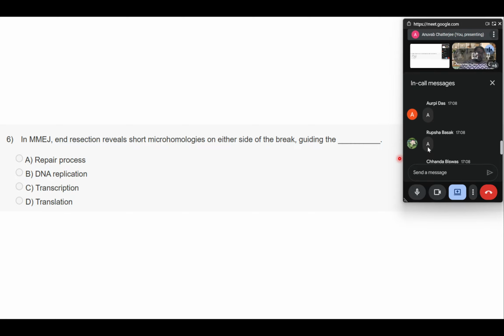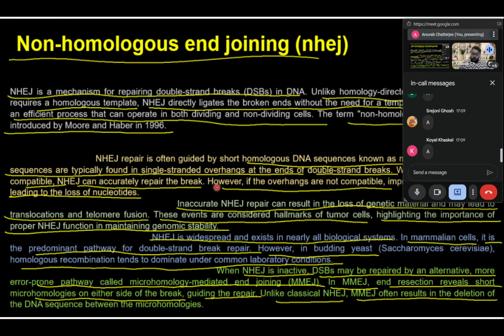Okay, we have a number of options that have come in. Oropi, Ruksha, Chanda also say A, repair process. Devadita, Srijoni Koel also say A, repair process. The MMEJ intersection reveals short microhomologies on either side of the break, guiding the repair process. So you are all correct.